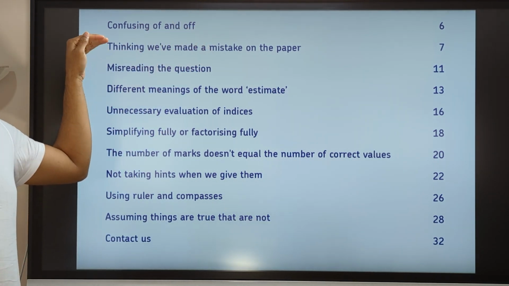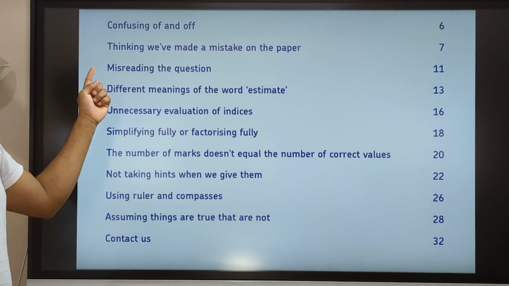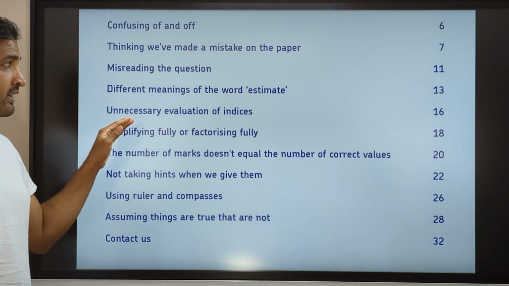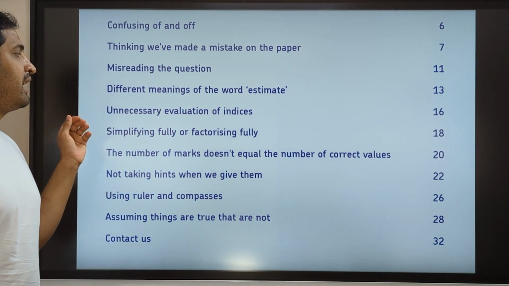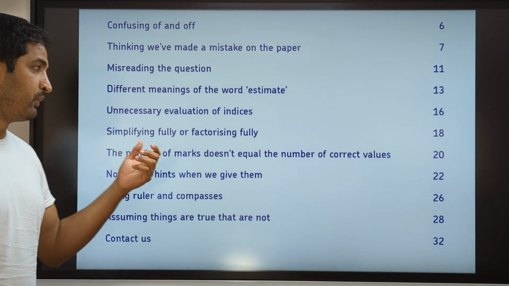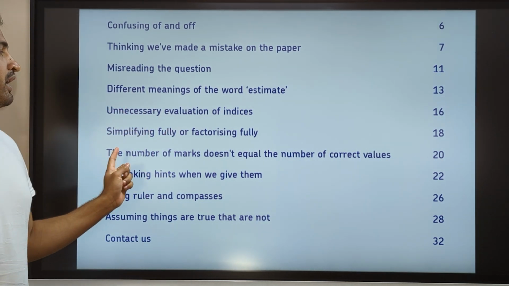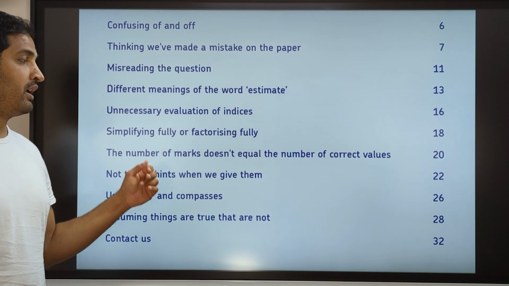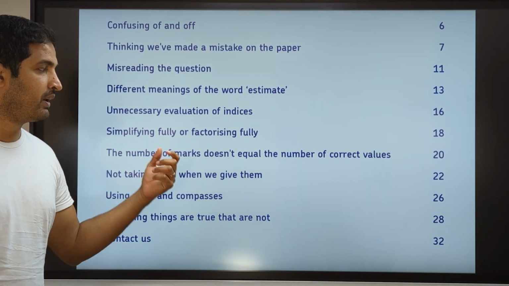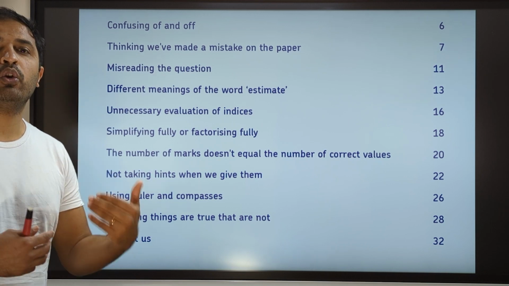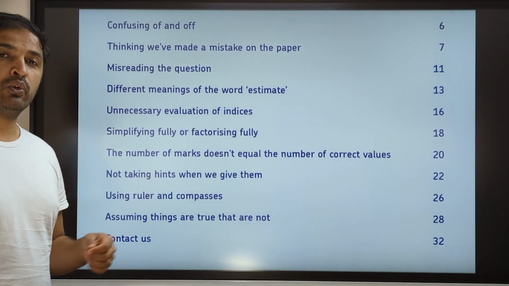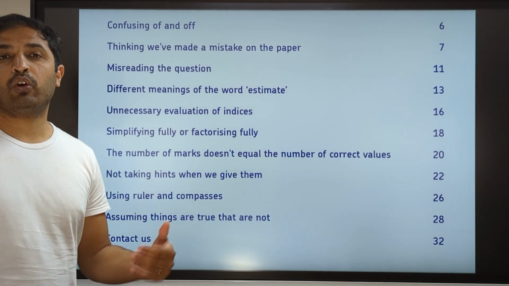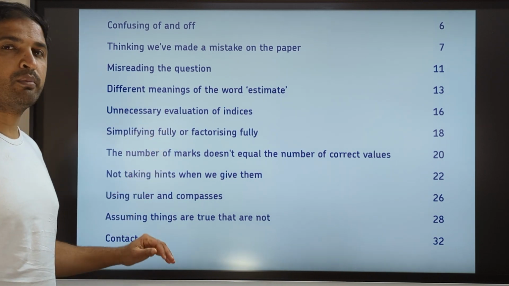Thinking that the examiner made mistakes in the paper, misreading the questions, the different meaning of the word "estimates", unnecessary evaluation of indices, not simplifying fully and factorizing fully, thinking the number of marks means the number of answers. Again, not true. Not taking hints when we give them, so when the examiner gives you a hint and you don't use it, not making use of ruler and compasses, and assuming things that are not true or not there. Okay, so those are the common mistakes that people make.